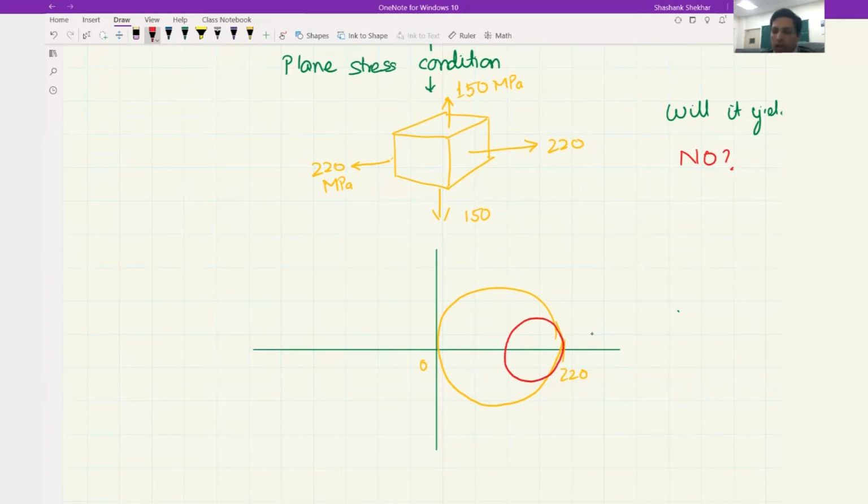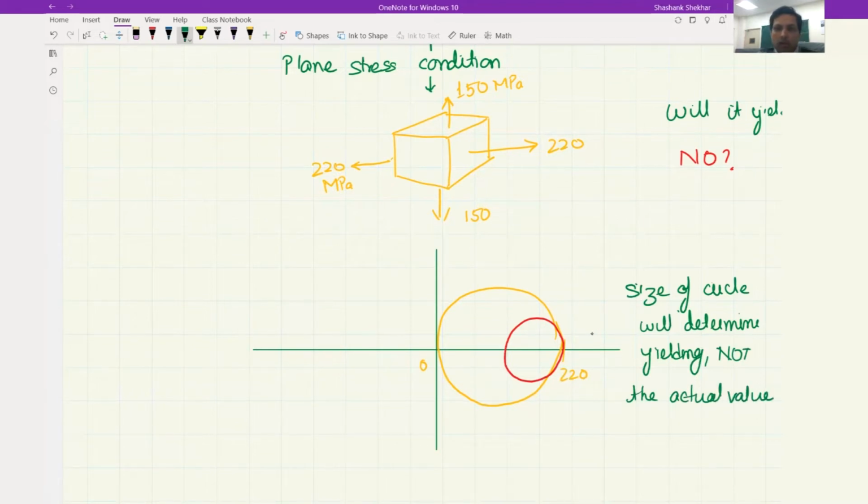Now you see that the size of the circle has grown smaller. Although its rightmost position is still at 220, the overall size of the circle has become smaller. And only later we would see that it is the size of the circle that determines whether yielding will take place or not, not the actual value.